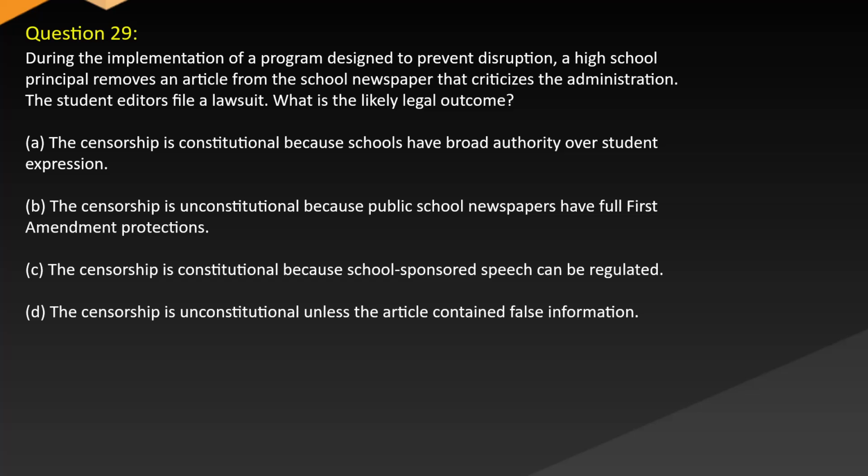The student editors file a lawsuit. What is the likely legal outcome? A. The censorship is constitutional because schools have broad authority over student expression. B. The censorship is unconstitutional because public school newspapers have full First Amendment protections. C. The censorship is constitutional because school-sponsored speech can be regulated. D. The censorship is unconstitutional unless the article contained false information.